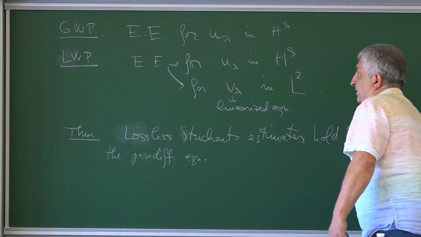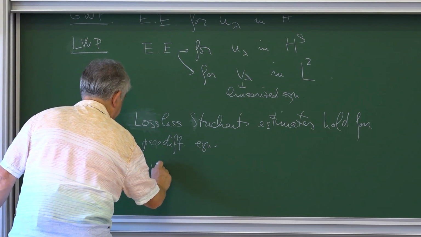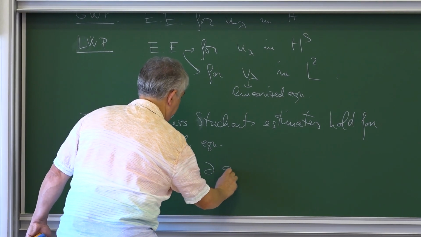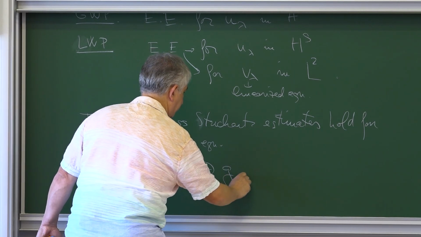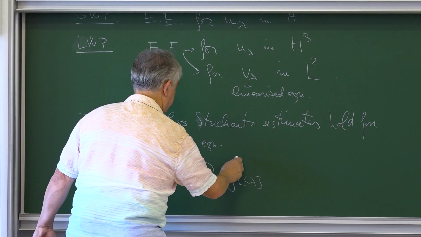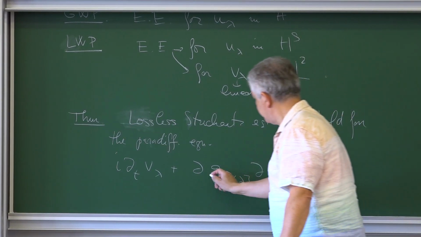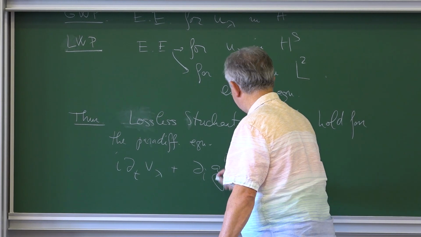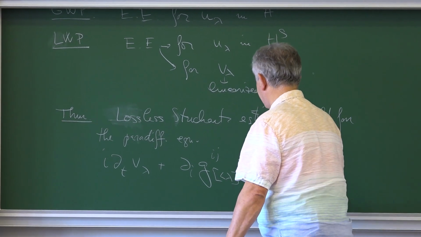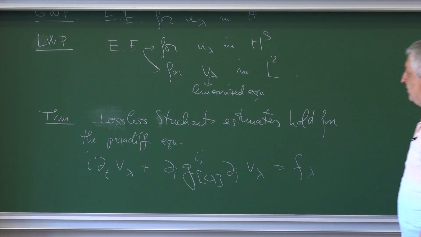Let me just remind you what the paradifferential equation was. It was i dt, so this is frequency localized, plus, and then we have derivative, we have this truncated metric, which we call g less than lambda. This also holds in other dimensions. So the way we write the paradifferential equation, not the theorem, dj v lambda is equal to f lambda, all right?